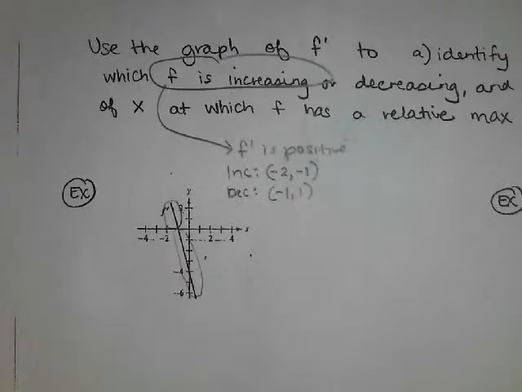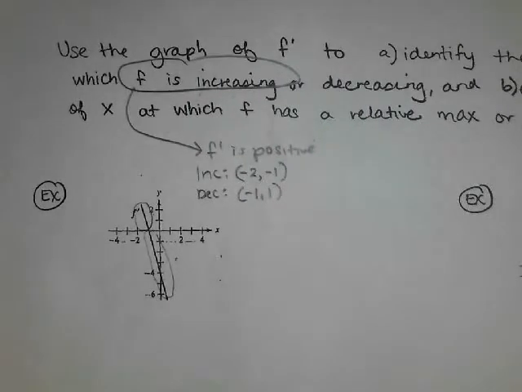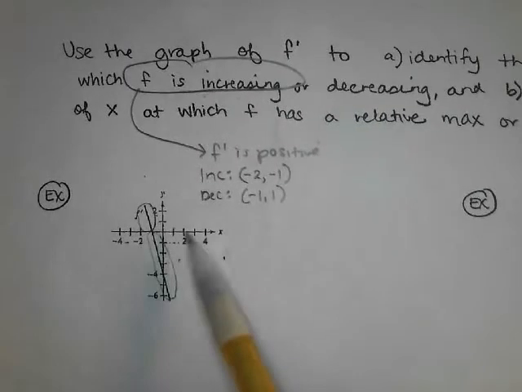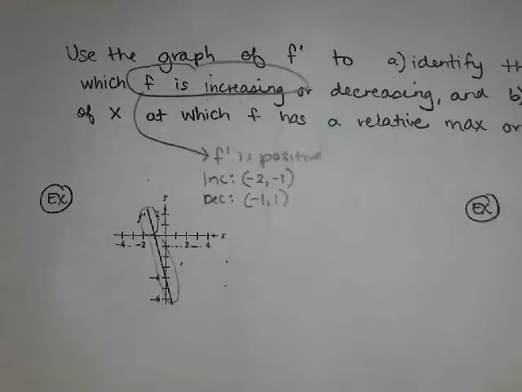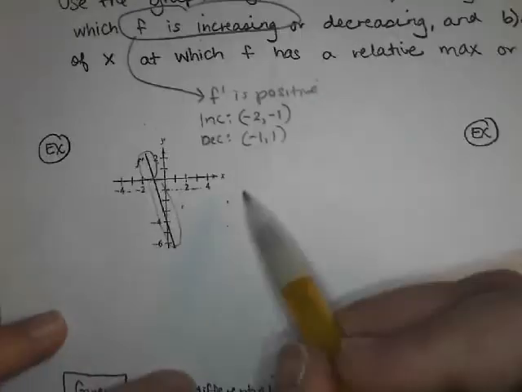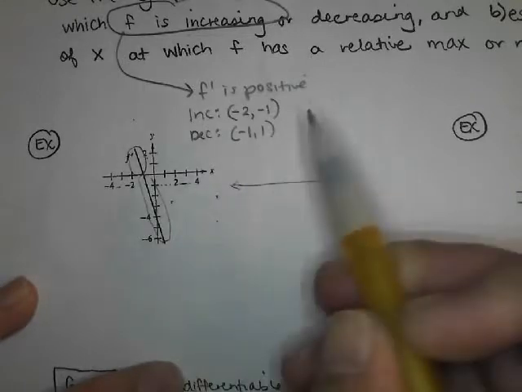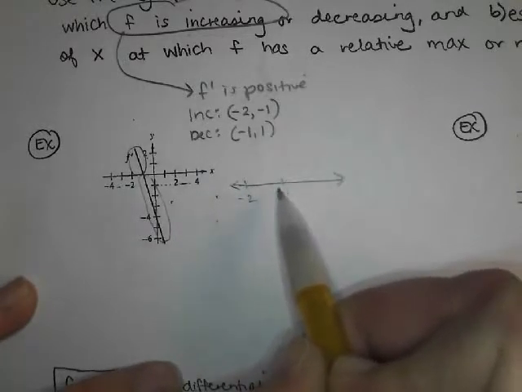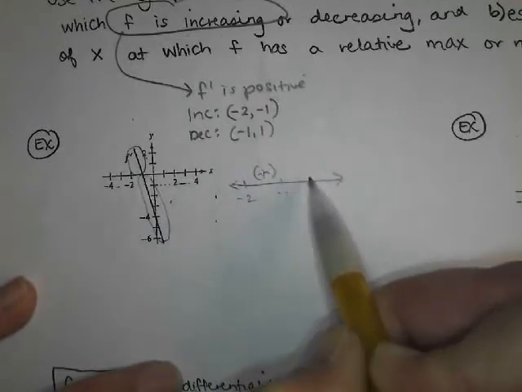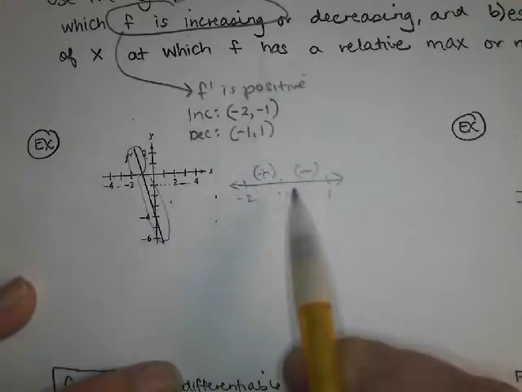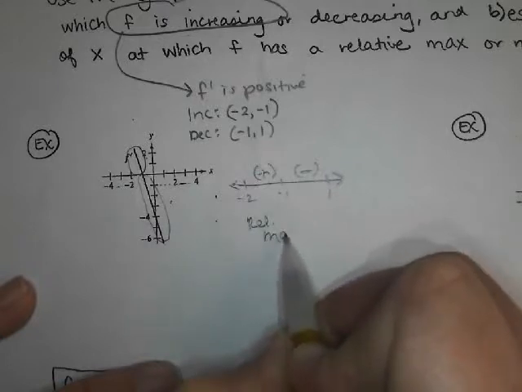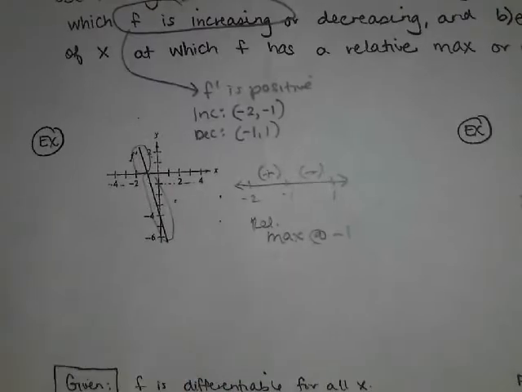Okay? So where does this function also have a relative max? At -1. I'm never going to know the y-coordinate, but the relative max, since, think about your number line. From -2 to -1, it was increasing. From -1 to +1, it was decreasing. So you have a relative max at -1. Good? Okay.